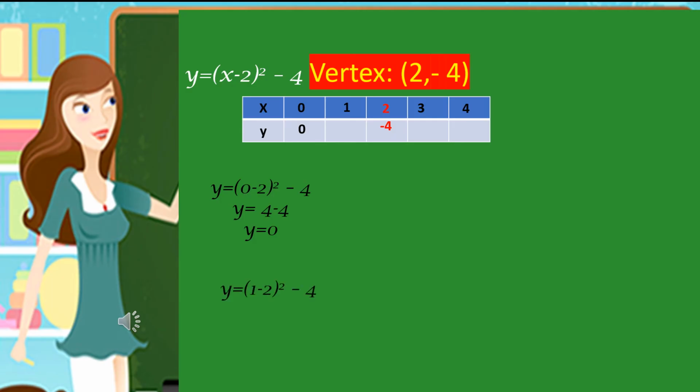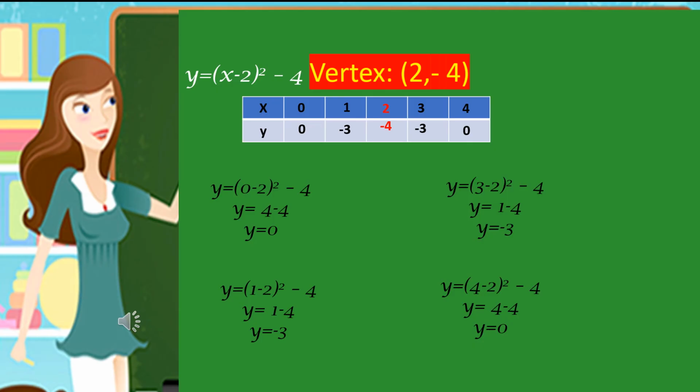If x is 1, then y is equal to 1 minus 2 quantity squared minus 4. Then y is equal to 1 minus 4. Y is negative 3. If x is 3, then y is equal to 3 minus 2 quantity squared minus 4. Then y is equal to 1 minus 4. Y is negative 3. If x is 4, then y is equal to 4 minus 2 quantity squared minus 4. Then y is equal to 4 minus 4, then y is 0.